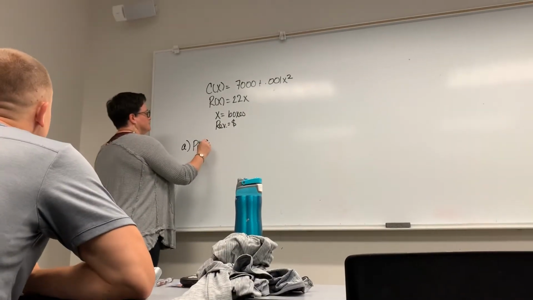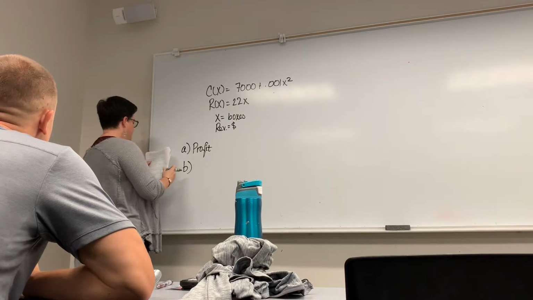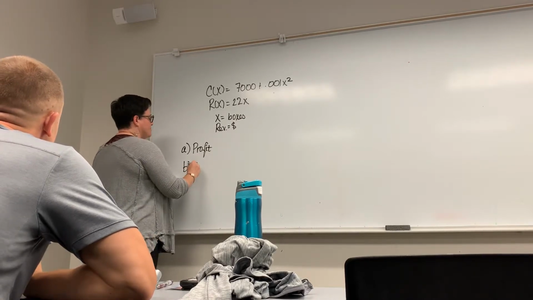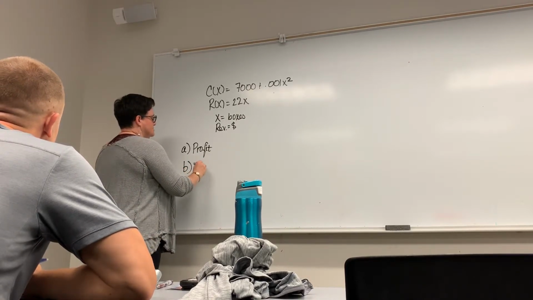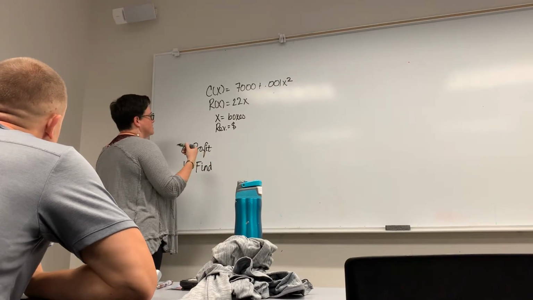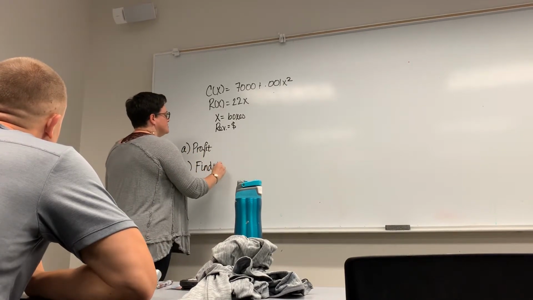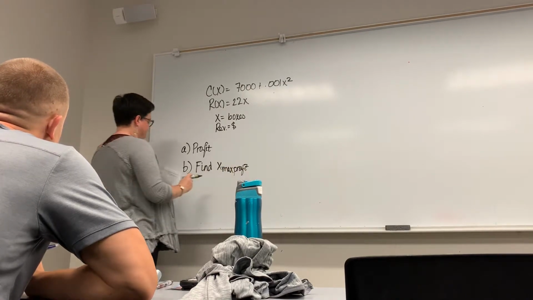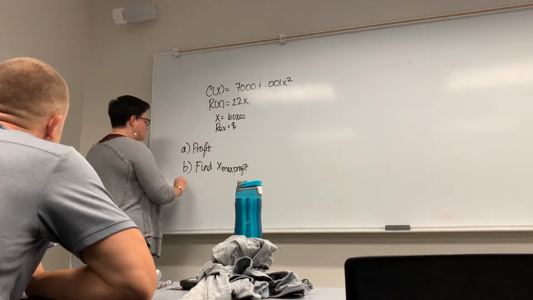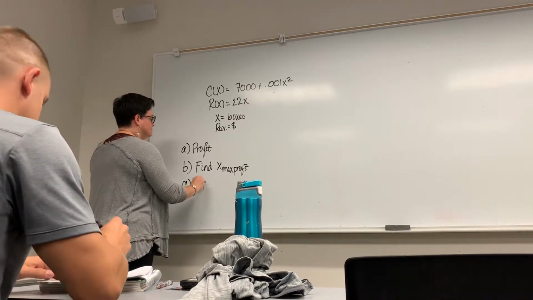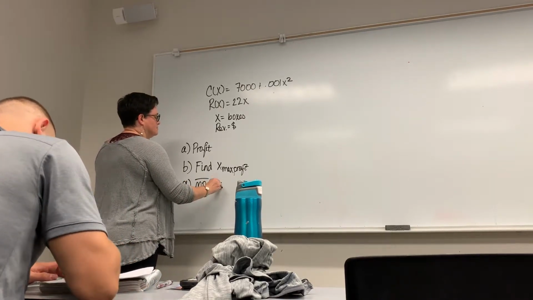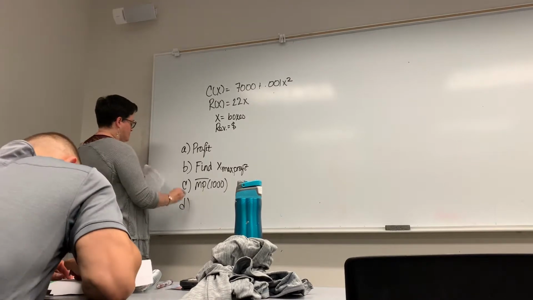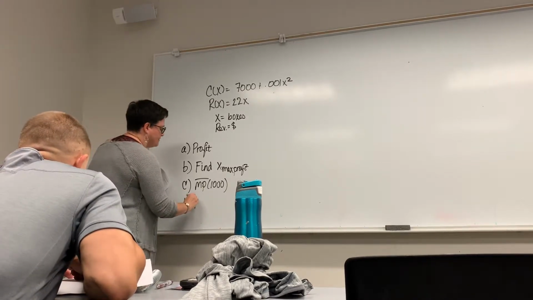That's part A. Part B, find the production level that yields maximum profit. So we're looking for X max profit. Interpret marginal profit when 1,000 units are sold. And what's your maximum profit?